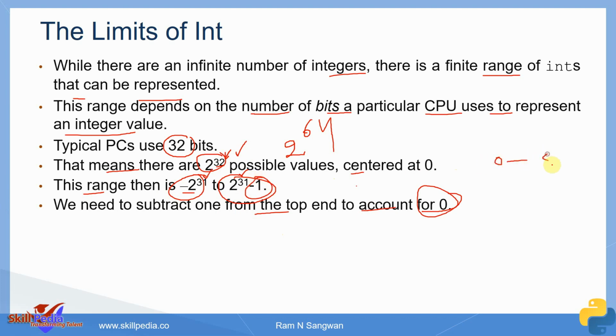Like if I say 0 to 5, that will give me a total of 6 possible values. But in minus we can't subtract. Minus 1, minus 2. We don't start minus 1 with 0. So 0 is counted only once.